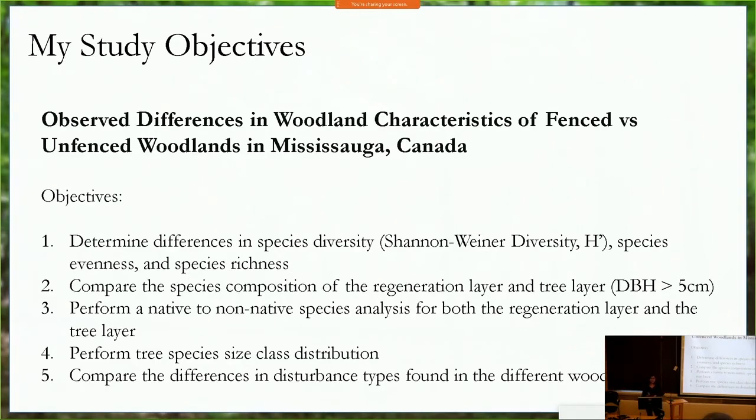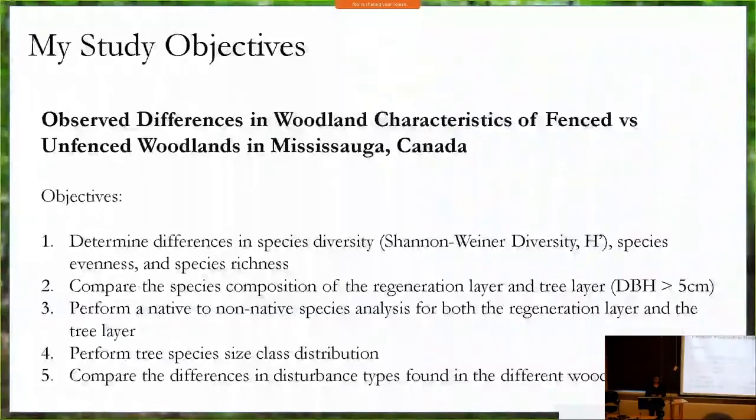Some of those are that I decided to look at the species diversity, species evenness, and species richness between the fenced and unfenced plots for all the different vertical layers, as well as compare the species composition of the regeneration layer and the tree layers using the DBH modular dataset. I then performed a native to non-native species analysis for the regeneration layer as well as the tree layer.